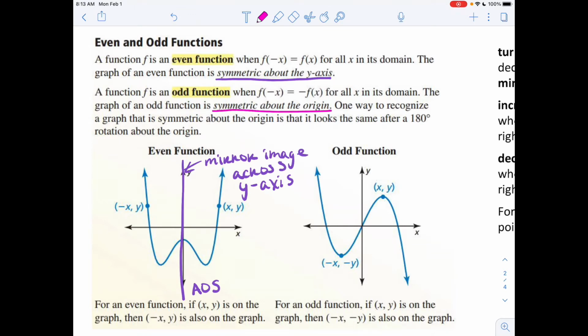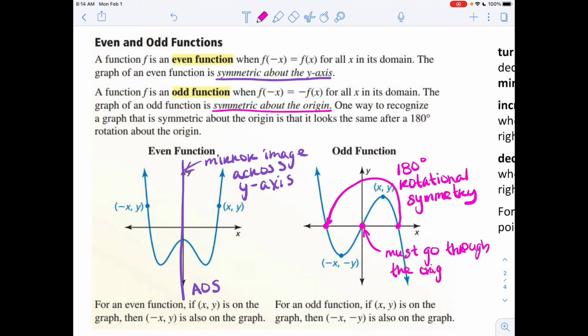In order to have an odd function, we have to be symmetric about the origin. So what that means is that we have 180 degree rotational symmetry. So in other words, we're going through the origin, and any point that we can pick out on the graph, if I rotate 180 degrees exactly, I land back on the graph. So it's 180 degree rotational symmetry, and it is required that it must go through the origin. If those conditions aren't met, going through the origin first and then this rotational symmetry, then it can still be an odd degreed function, but it's not overall an odd function.